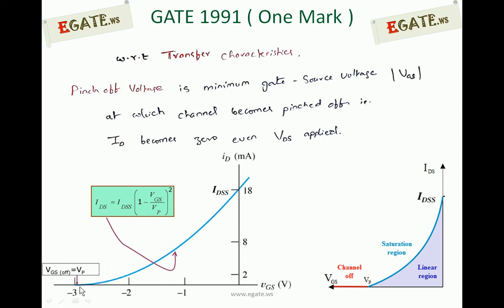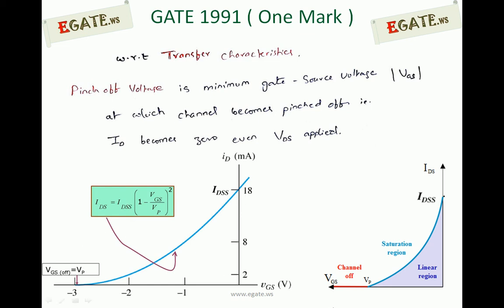At this point the drain current becomes 0. If you apply more than this, minus 4, minus 5, minus 7, minus 17 like this, the drain current will be 0 only. So we can define pinch off voltage as the minimum gate to source voltage. Look at the symbol, modulus of VGS. So VGS minus 3 is nothing but the minimum. If it is minus 3, you can apply more than that, minus 4, minus 5, in that way. Pinch off voltage is the minimum gate to source voltage at which the channel becomes pinched off. That is, drain current becomes 0 even when VDS is applied. Remember that one, even when VDS is applied.